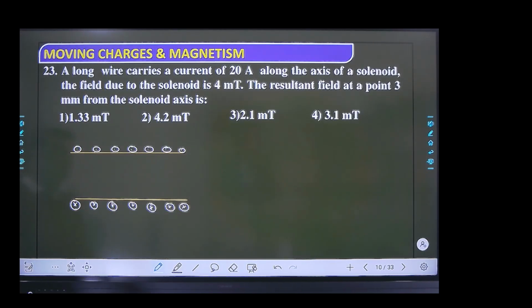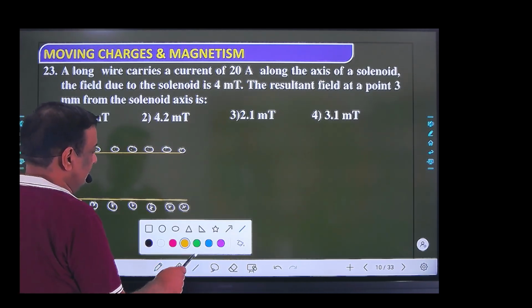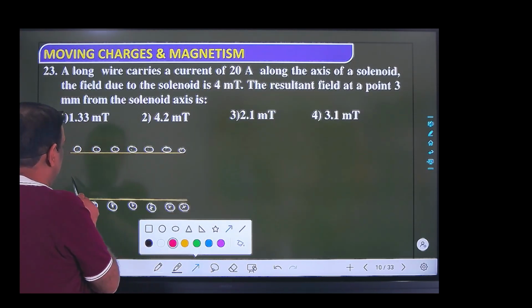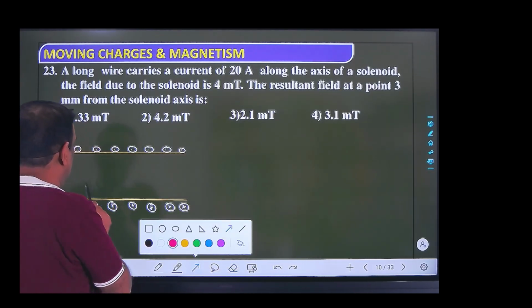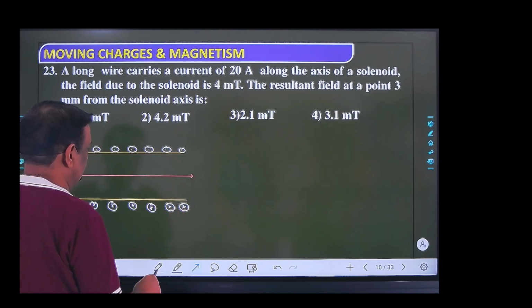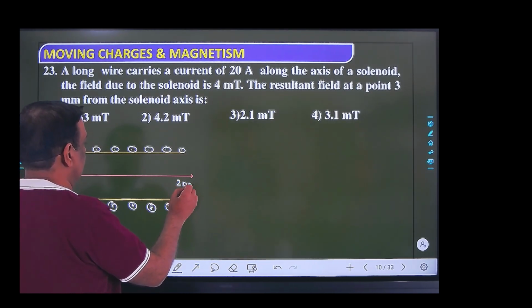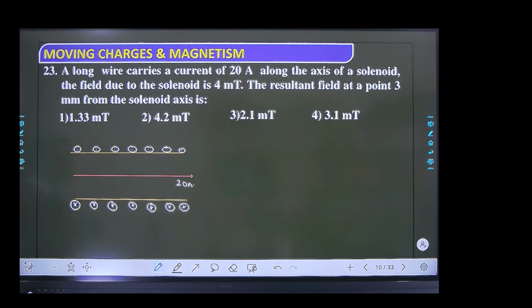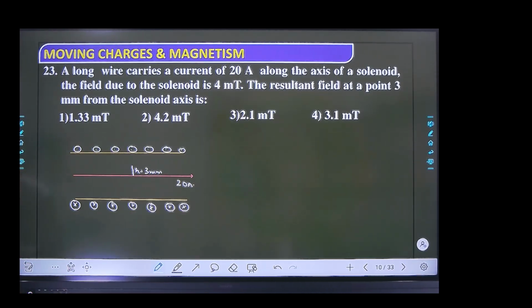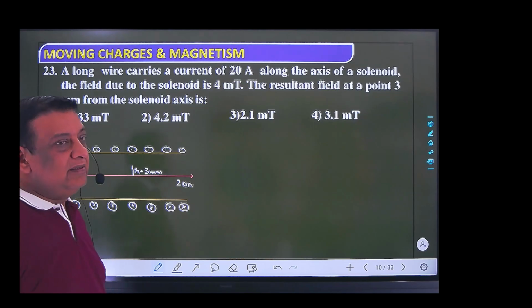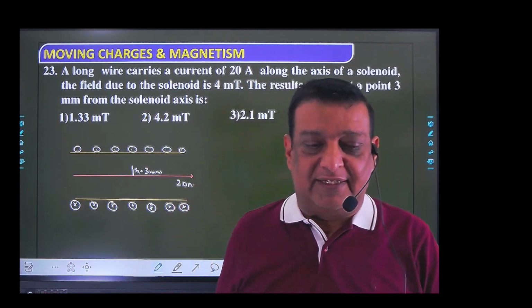So we have a solenoid. One more thing is given: it carries a long wire of 20 amperes along the axis of the solenoid. There is one more wire in which 20 ampere current is flowing along the axis of the solenoid. You have to find the magnetic field intensity at a point 3 millimeter from the axis. How much is the magnetic field of the solenoid, and in which direction?